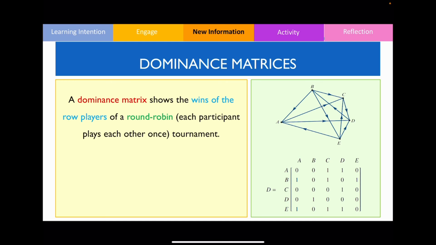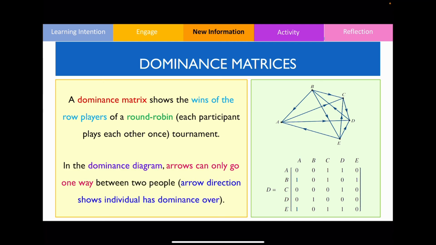Domination matrices are very similar to a communication matrix, but this time around, it's going to show you the wins of the row players of a round robin tournament. A round robin tournament is where you've got each participant playing against each other just once only. What is different about a dominance diagram as opposed to a communication diagram is that the arrows only go in one particular way. Therefore there's only one arrowhead, whereas in a communication network, you had double-headed arrows.